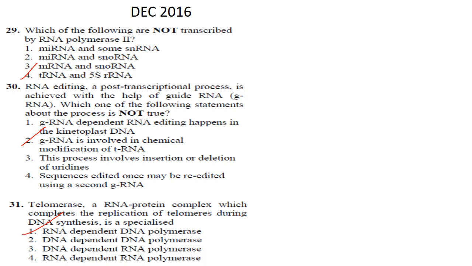Then next one. RNA editing, a post-transcriptional process, is achieved with the help of guide RNA. Which one of the following statements about the process is not true? So guide RNA dependent RNA editing happens in the kinetoplast DNA. Kinetoplast DNA is your mitochondrial DNA, so it is true. Guide RNA is involved in chemical modification of tRNA. It is not tRNA, it is mRNA. So which is not true is option 2, the right answer.